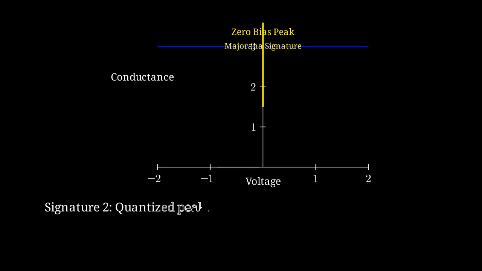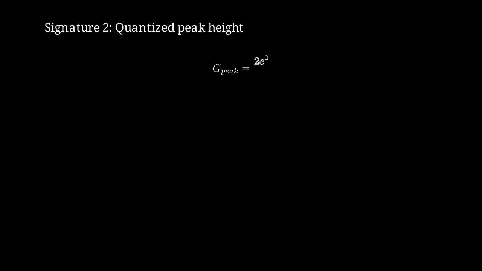The theory predicts that this peak should have a quantized height. At zero temperature and perfect coupling, the conductance should be exactly 2e squared over h, where e is the electron charge and h is Planck's constant. The peak conductance, G peak, equals 2e squared over h. This is a fundamental quantum of conductance.